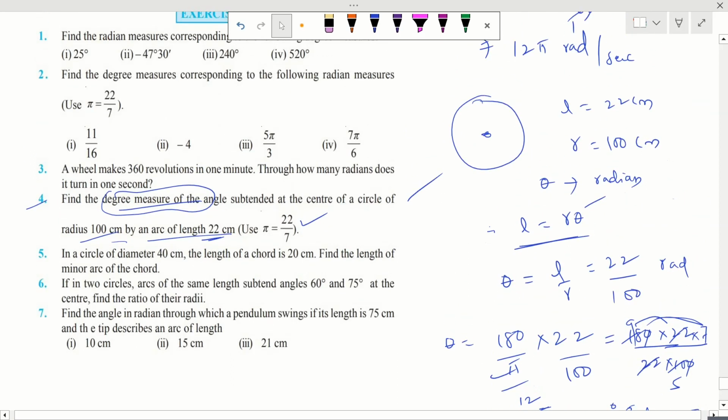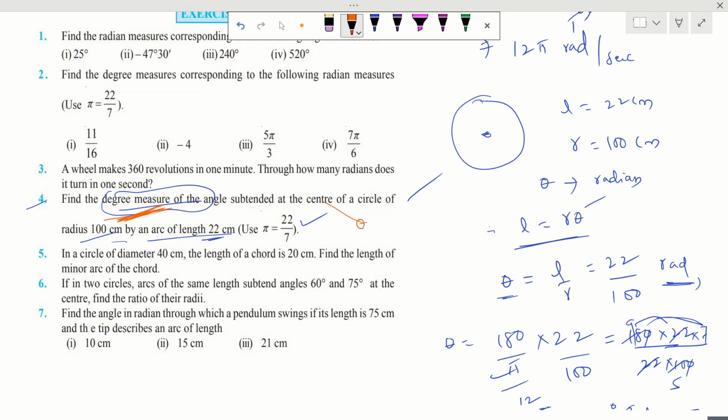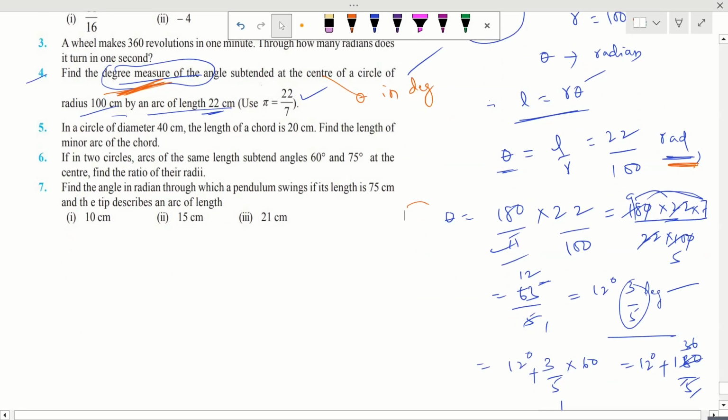But here, when we put the value of theta equal to L by R, we get a radian value. But in the problem statement, degree measurement is given. We have to find theta in degrees. So here we got theta, and then we have to convert this theta into degrees. To convert theta into degrees, we have to multiply by 180 by pi.